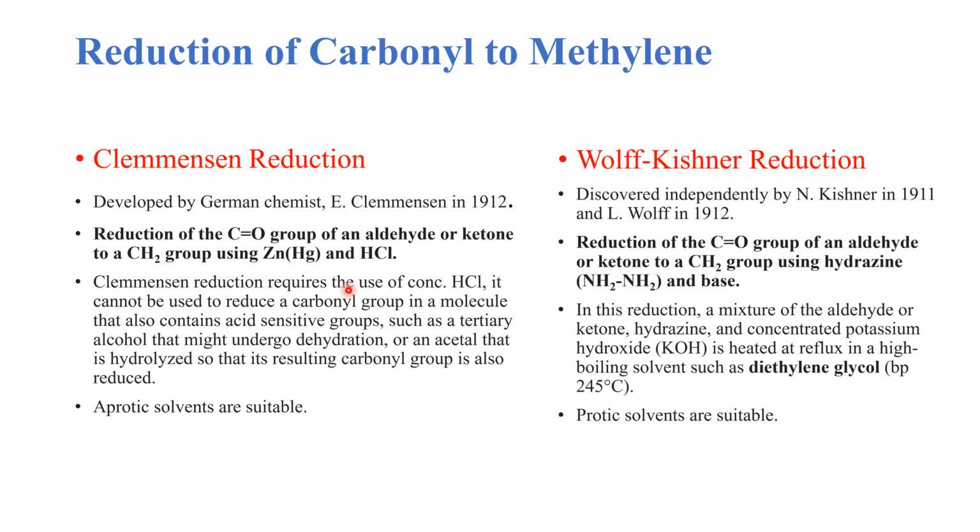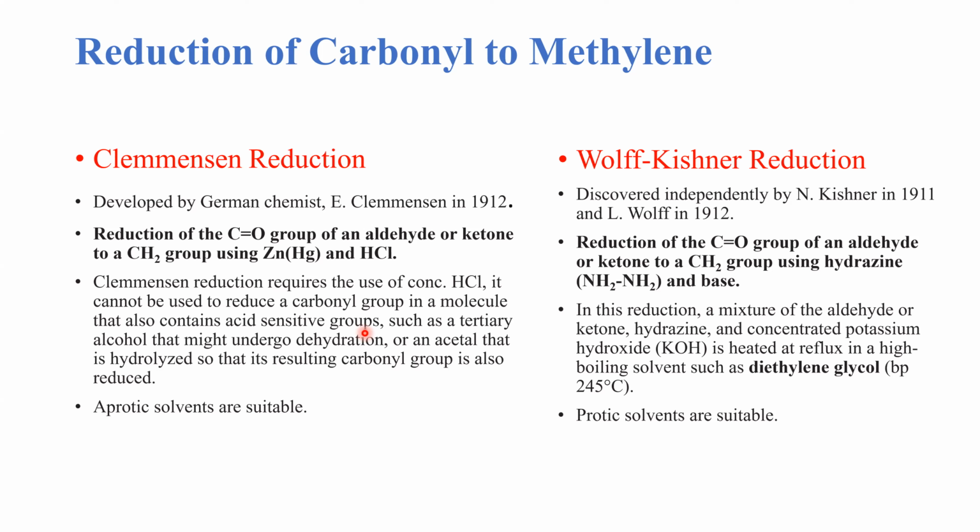The Clemmensen reduction requires the use of concentrated HCl. So it means that the reaction is rich in protons. So we have the hydrogen or H positive ions and the protonation medium in our reaction system. So it cannot be used to reduce a carbonyl group in a molecule that also contains acid sensitive groups. So you have to think about what your reactant material is and what should be your suitable reduction method. Either you go for the Clemmensen reduction or you go for the Wolff-Kishner reduction.